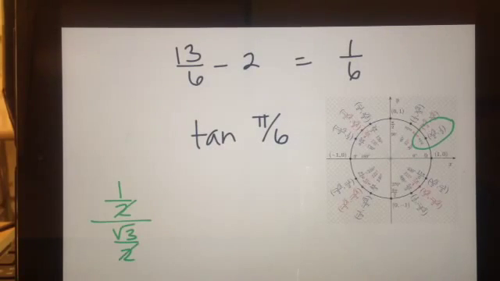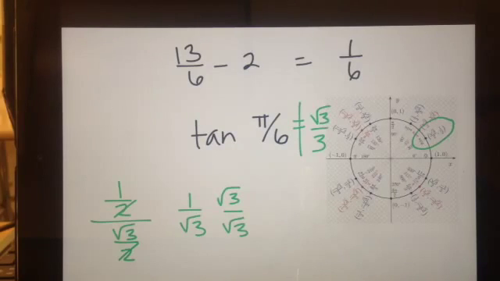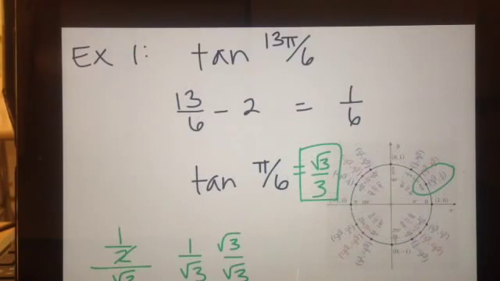The 2's cancel, that leaves us with 1 over root 3, and then we have to fix it so that there's not a square root on the bottom. And so tan of pi over 6 is root 3 over 3. And there's our final answer. Or we could say from the original, root 3 over 3.